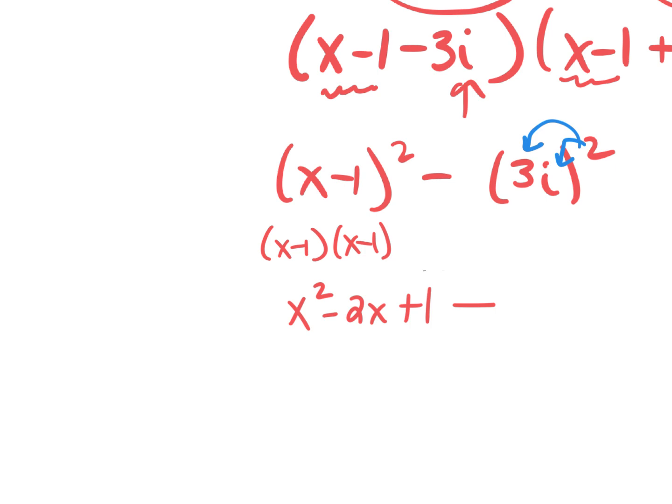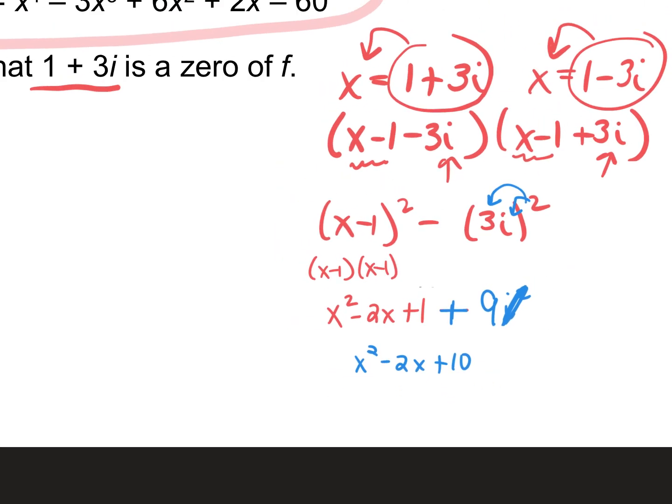Hi. What does that become? 9i squared. When you see i squared, what do you do? You cross it off and change the sign. So this becomes x squared minus 2x plus 10. All right, that is step 2.